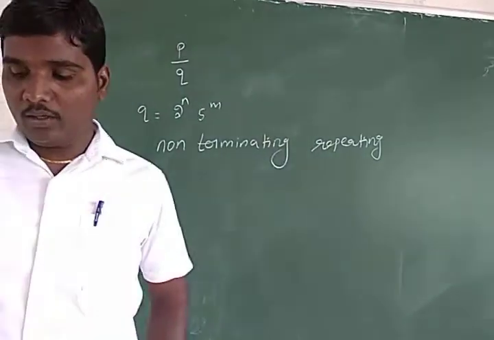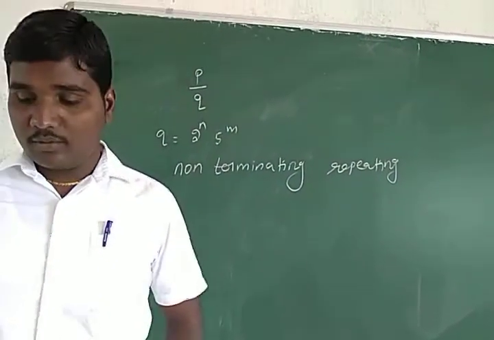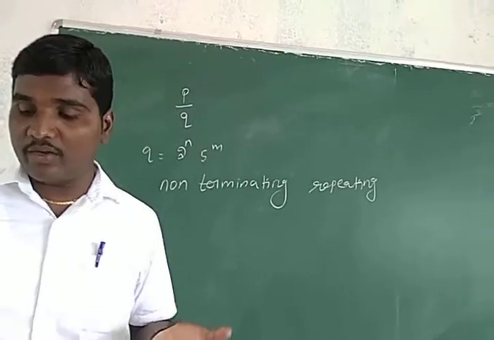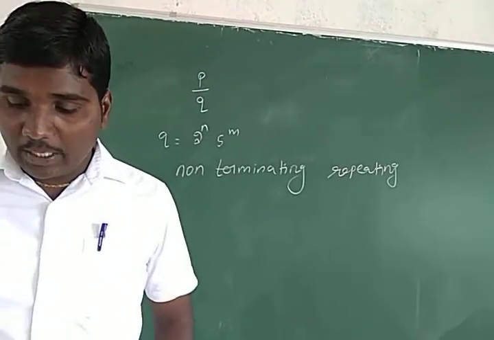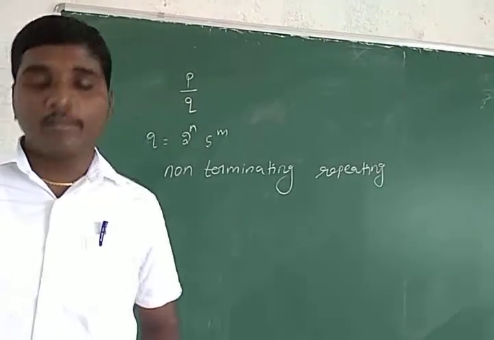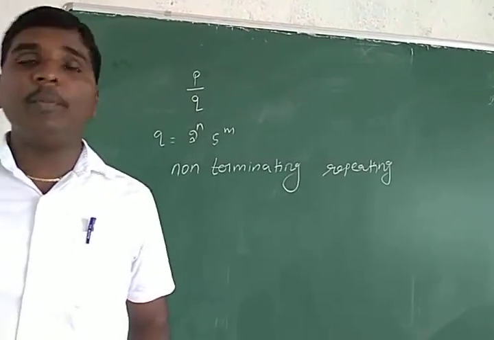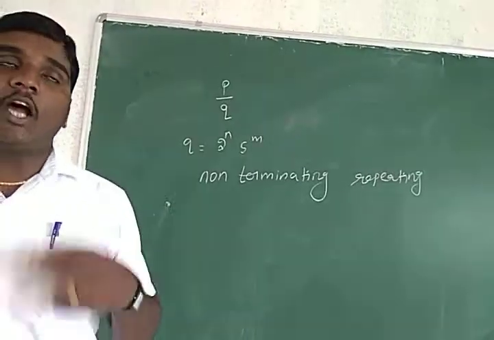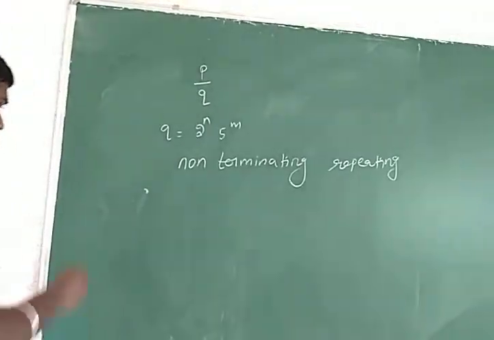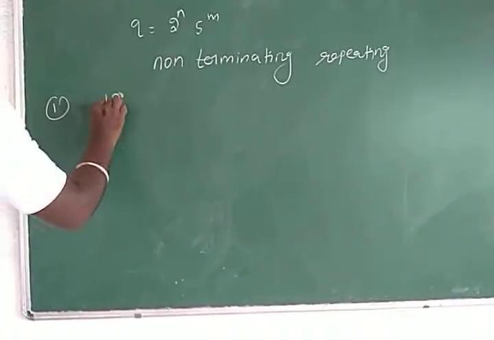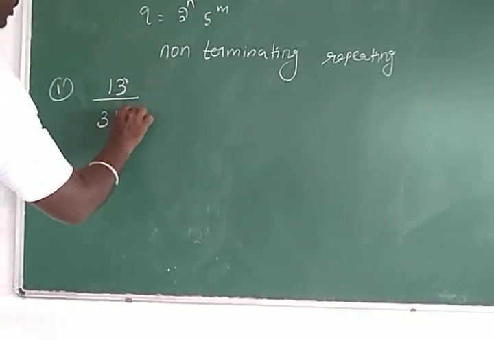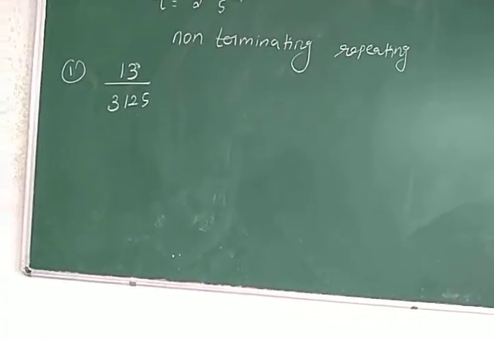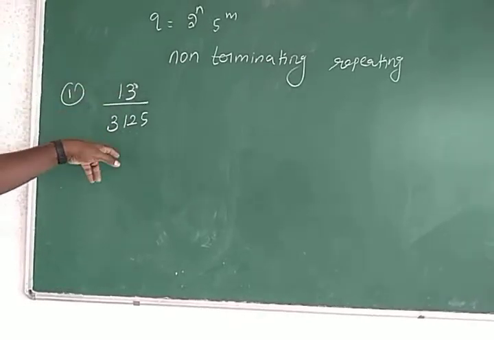Next, exercise 1.4. Without actually performing the long division, state whether the following rational numbers will have a terminating decimal expansion or a non-terminating repeating decimal expansion. You want to check whether the given numbers are terminating or non-terminating repeating. The first sum: 13 divided by 3125.